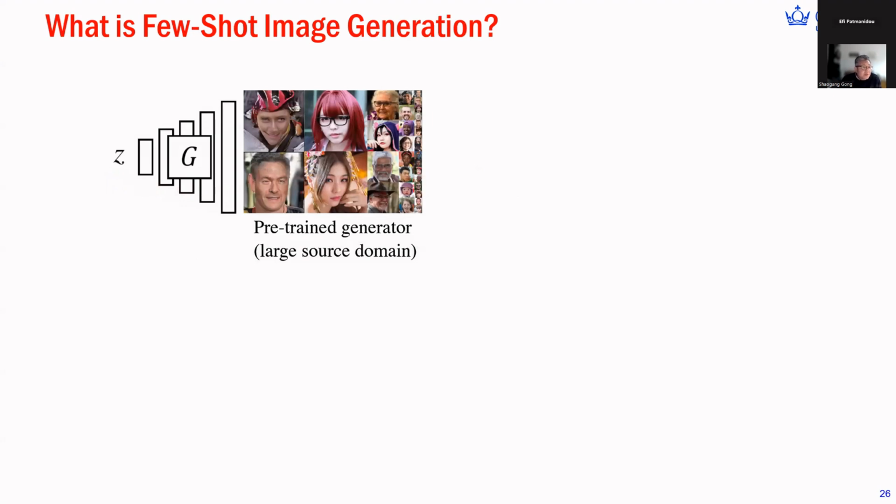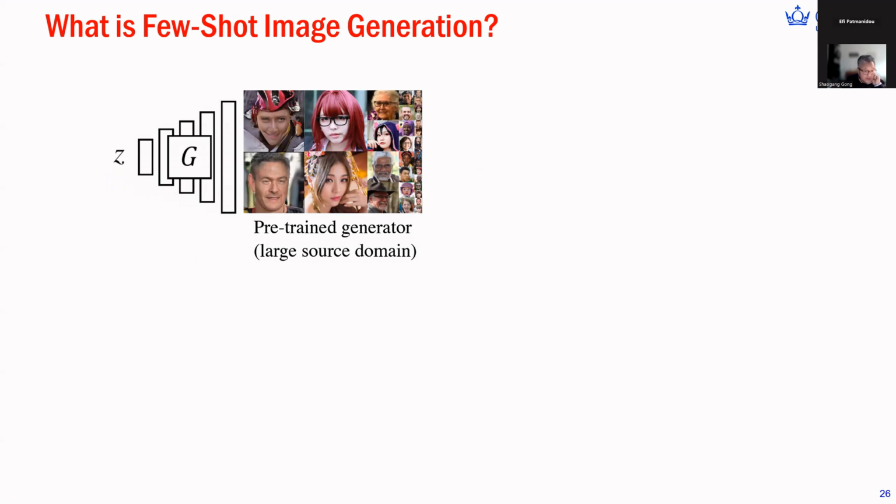So first, what is few-shot image generation? Few-shot image generation is based on the following assumptions and conditions. You have a pre-trained generator based on a large source domain. In other words, you have a lot of samples.